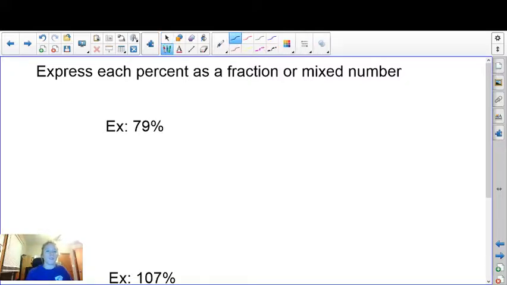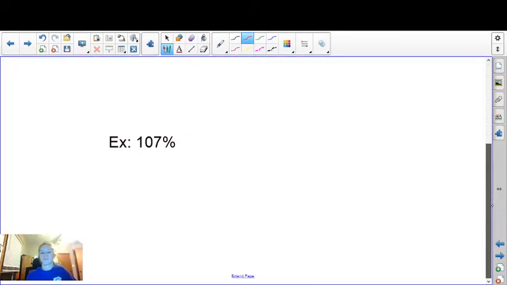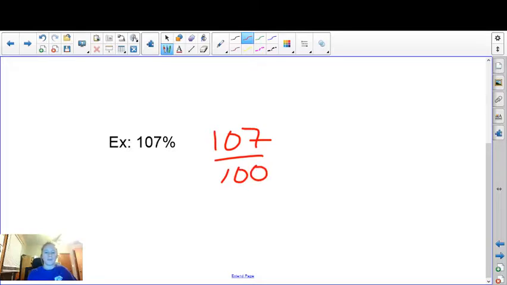So we are asked to express each percent as a fraction or mixed number. So I'm going to take my percentage, which is 79, divided by 100, and then reduce it down if possible. Nope, cannot reduce down. Same thing, I have 107 over 100, which means that can go into 1 time and there's 7 left over out of 100.